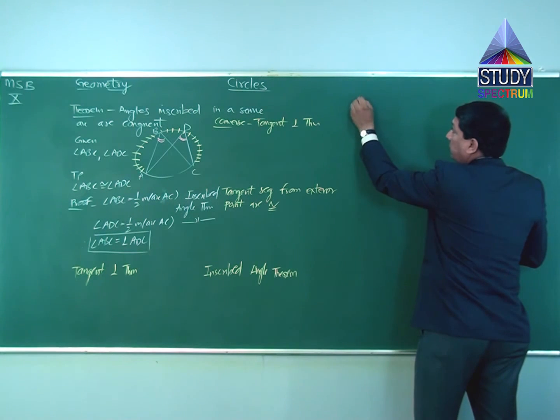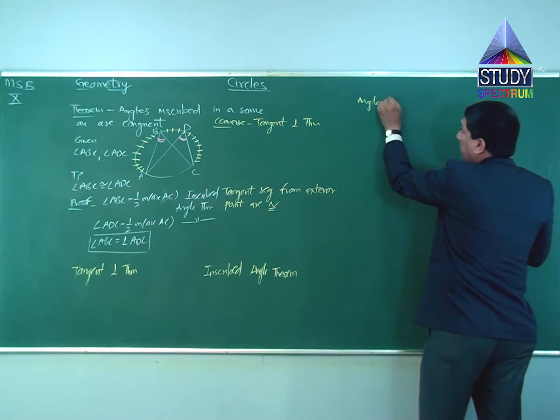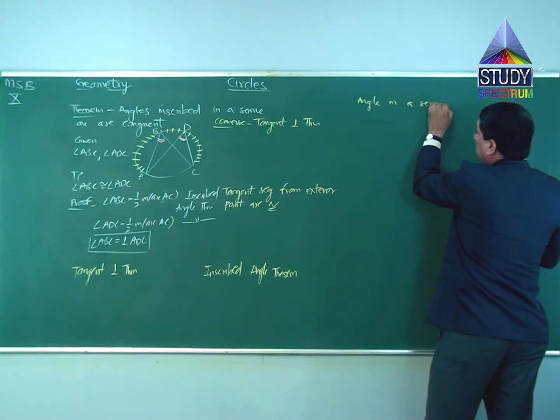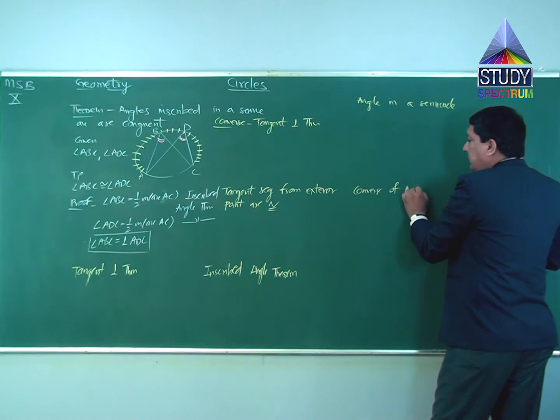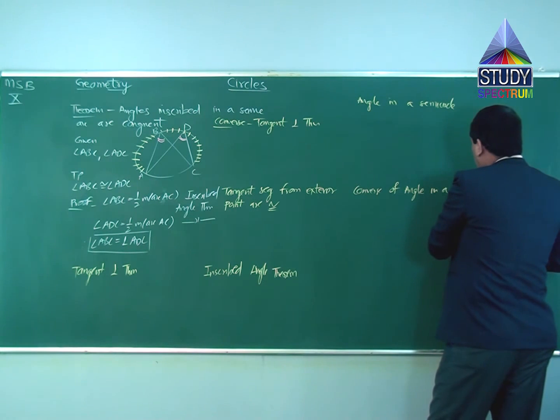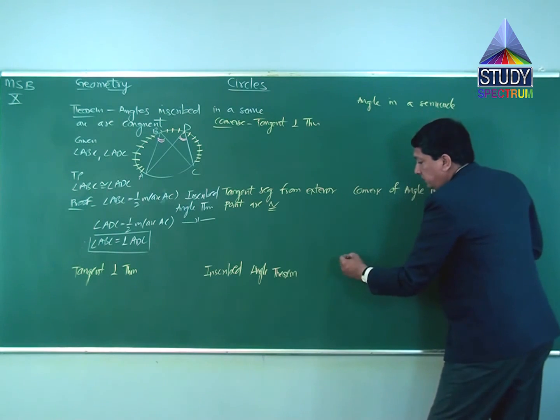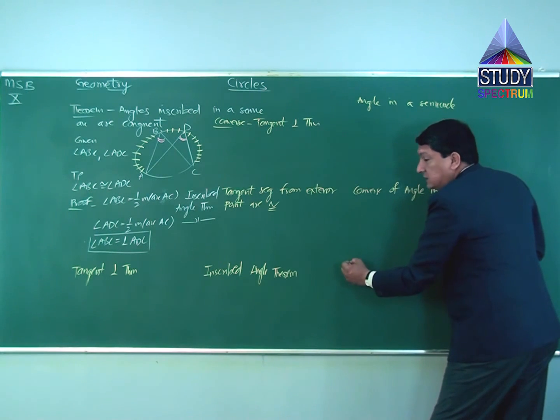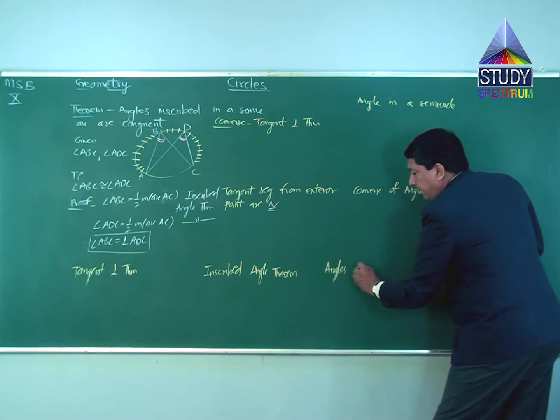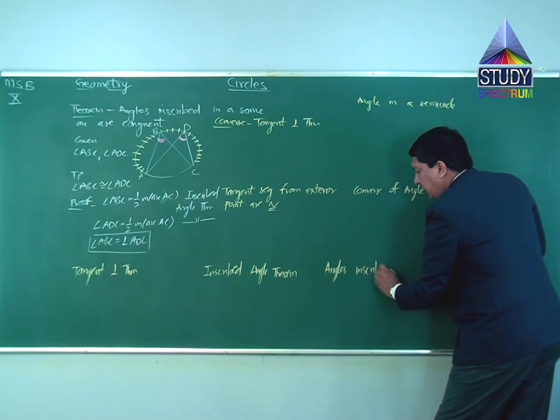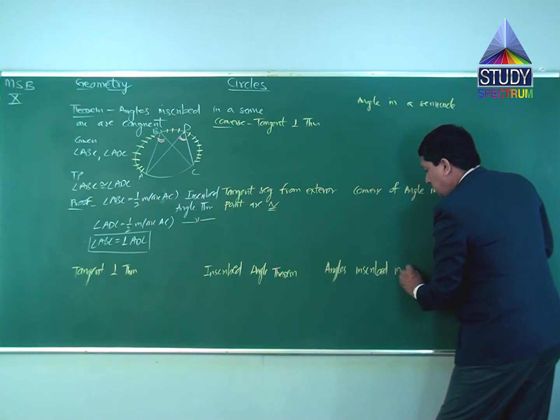Angle in a semicircle theorem. Then the converse of the angle in a semicircle theorem. Then after that, we did angles inscribed in the same arc are congruent. Angles inscribed in the same arc.